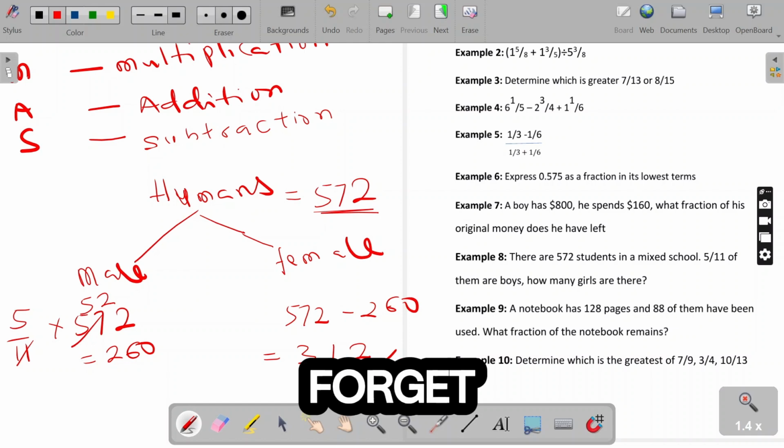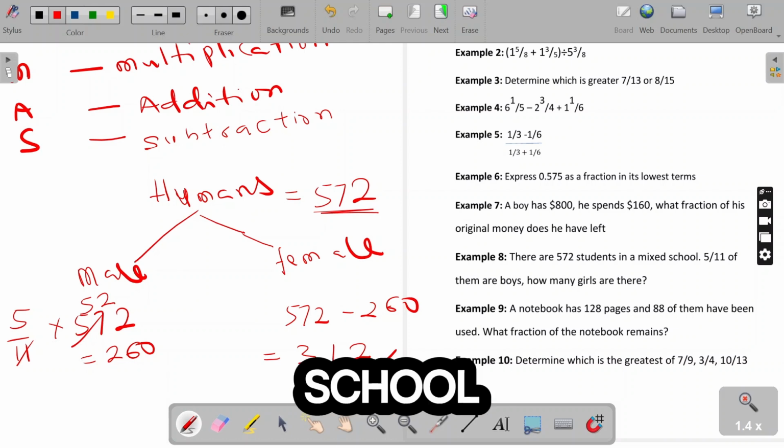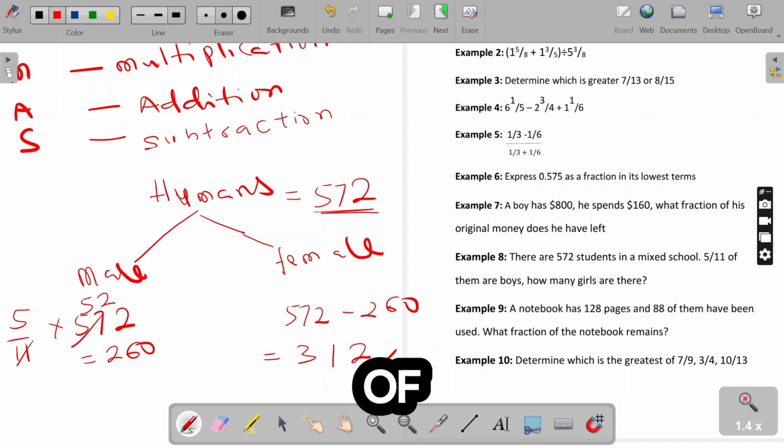Don't forget again, let me just quickly go over it. We have 572 pupils in that school. There are only two possibilities. Either they are males or they are females. If they are males, 5 over 11 of the total number of students in that school, and that's giving 260. So the female will be 312.